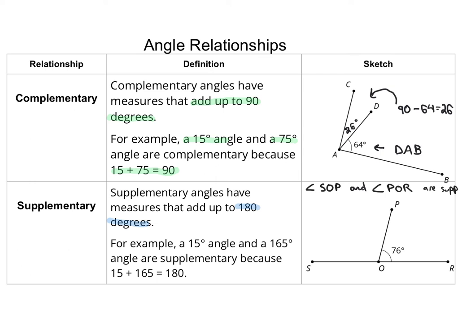So angle SOP and POR are a set of supplementary angles. Angle POR is 76, so then this angle right here would be 180 minus 76, which equals 104. So that means this is a 104-degree angle right there. All right, go ahead, grab your journal problems, let me know how I can help you.